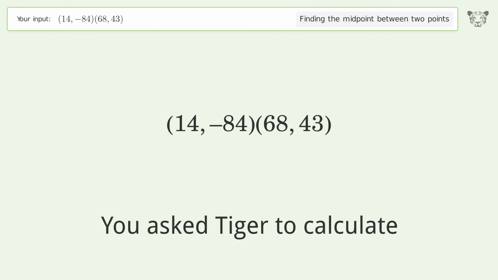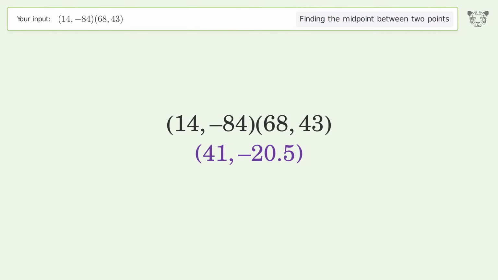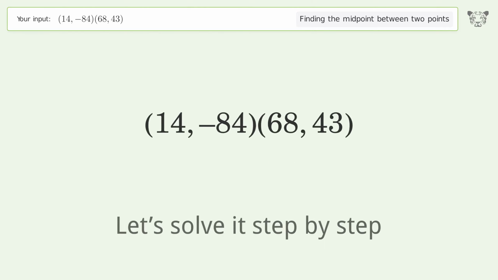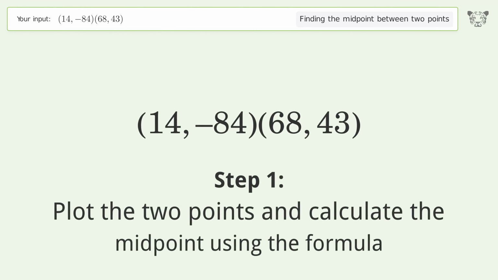You ask Tiger to calculate. This deals with finding the midpoint between 2 points. The midpoint between the 2 points is 41, negative 20.5. Let's solve it step by step. Plot the 2 points and calculate the midpoint using the formula.